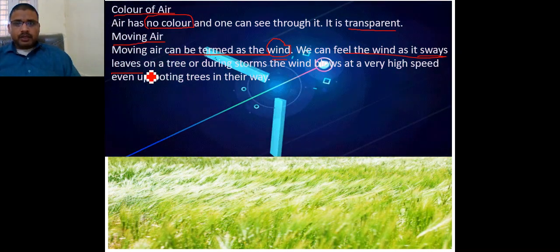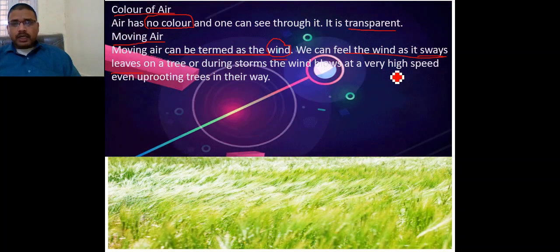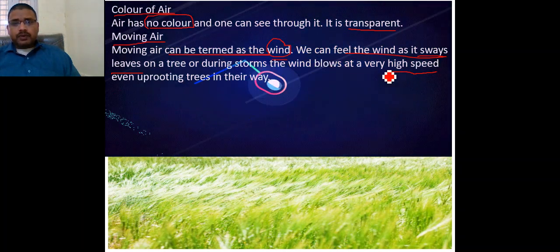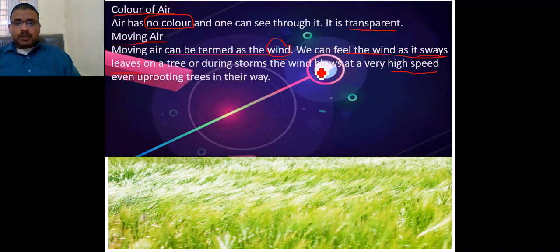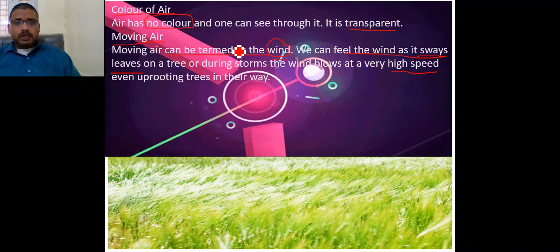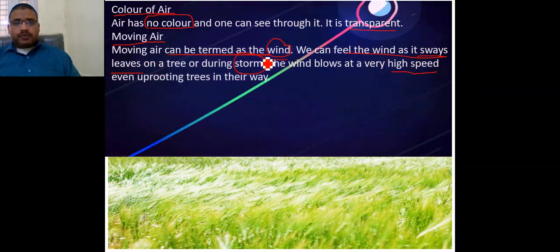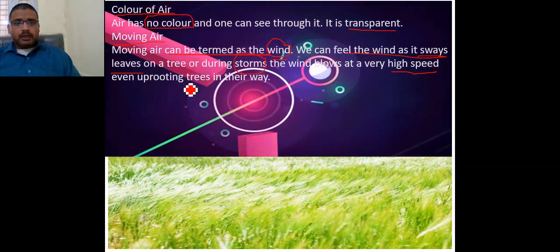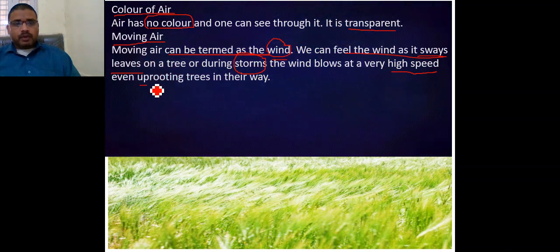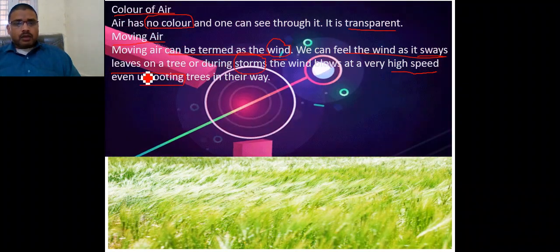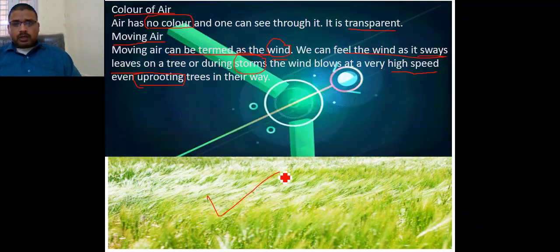Wind waves the leaves on a tree, or during a storm the winds blow at very high speed. Whenever the speed of air is very high, we can understand that the wind has turned into a storm, even uprooting trees in its way. So you can observe from this figure also that there is no color of air.